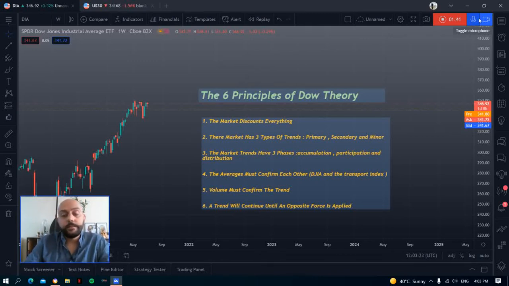And you do gotta remember that the primary trend is the most weighted trend of all. It's the trend that's gonna win at the end. It's gonna take everything with it.